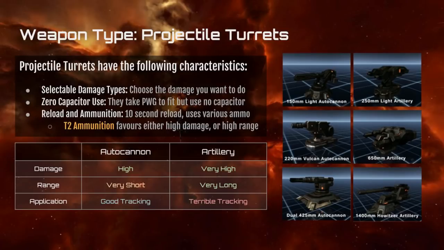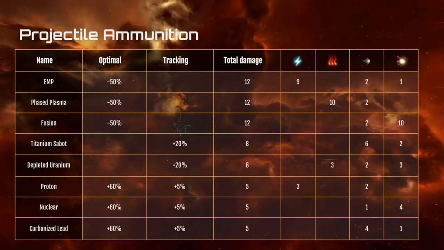The problem is their tracking is absolute crap. So typically if you're flying an artillery fleet, you want to be flying with webs or tackle that are able to slow your targets down so that you can land hits on them. Again, autocannons, short range, high DPS, artillery, very long range, very high alpha. There's too many projectile ammunitions for me to cover in any reasonable amount of time.